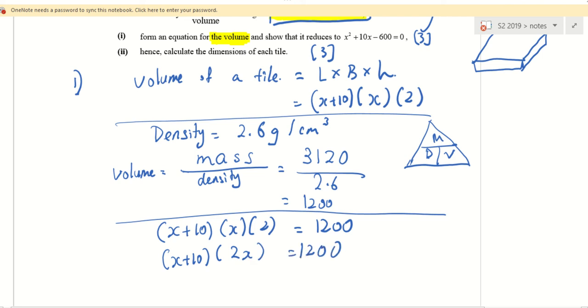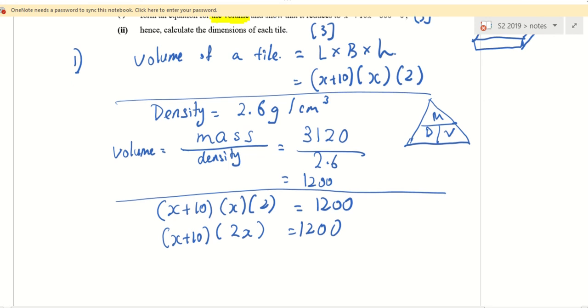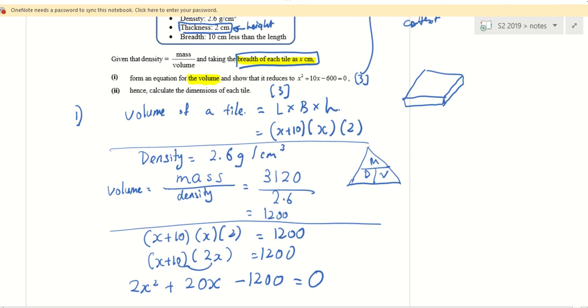Now, you notice straight away I collapse the 3 brackets into 2 brackets, because 2 brackets is easier for me to expand out. Chloe, is that correct? So 2x times x will give you 2x squared. What about 2x times 10? 20x. Move the other side over as minus 0.